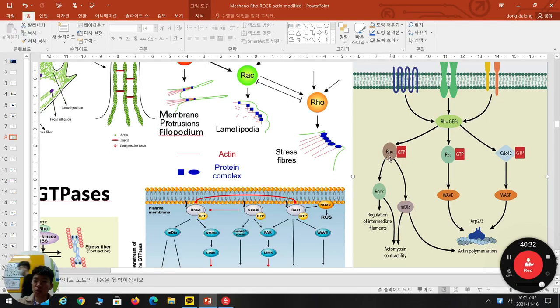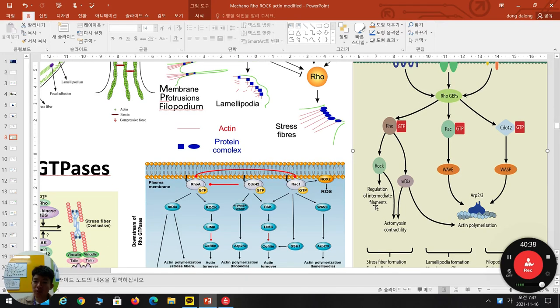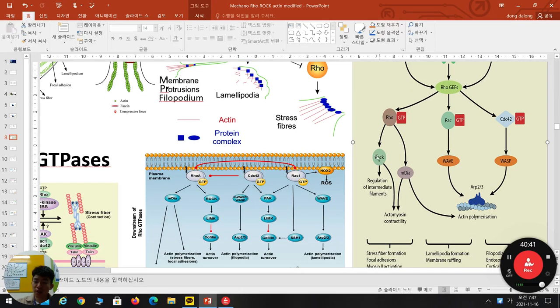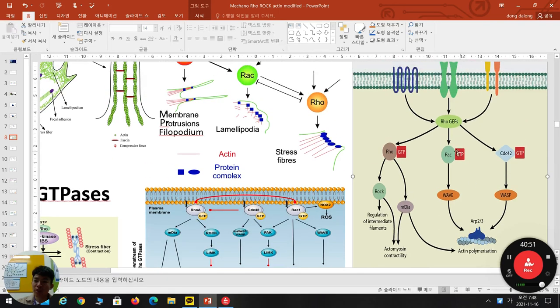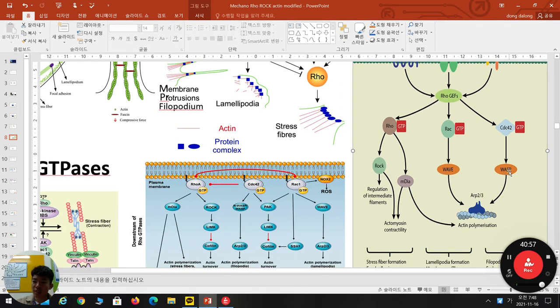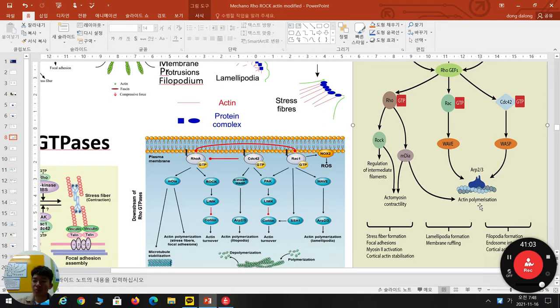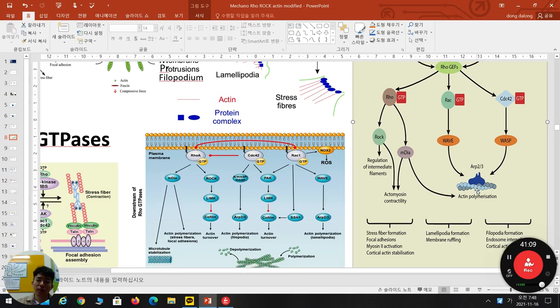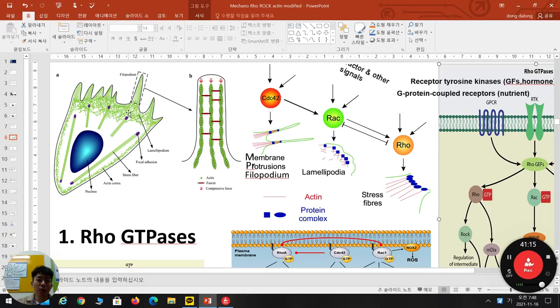And then when you focus on Rho-GTP, it activates ROCK and then regulates intermediate filament or actomyosin contraction. And also sometimes mDia is involved. And then stress fiber, focal adhesion, myosin activation, contraction activity, stabilization. But in the case of Rac-GTP and Cdc42-GTP, through WAVE and WASP, they are making Arp2/3. This is another actin polymerization, but in a different way. This Arp2/3 is making branches. Making branches means when you make filopodia and lamellipodia, they have many branches.